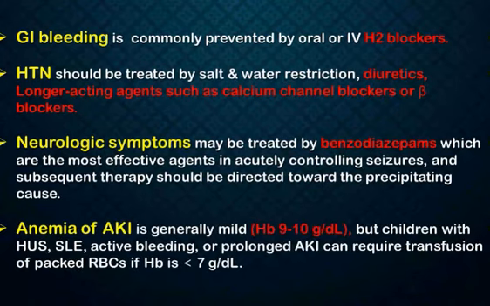A patient with acute kidney injury may have anemia, but mild anemia, up to 9 to 10 grams per deciliter, does not need correction. Unless the hemoglobin level is less than 7 grams, then packed RBCs are recommended.